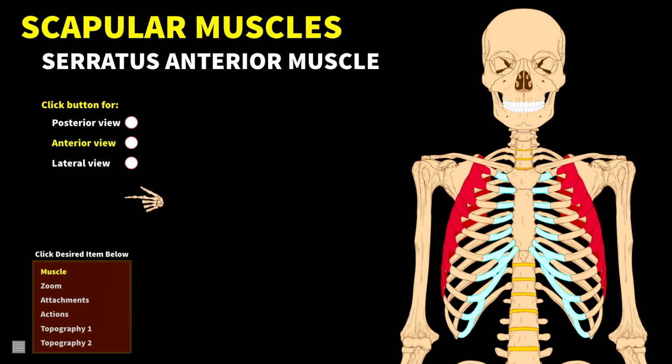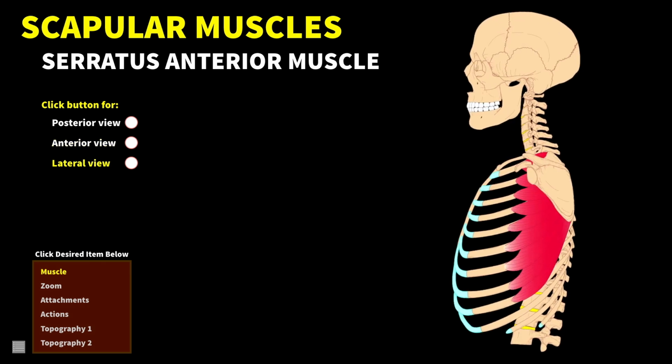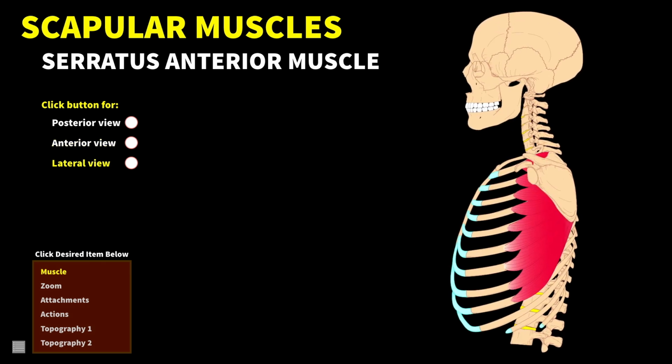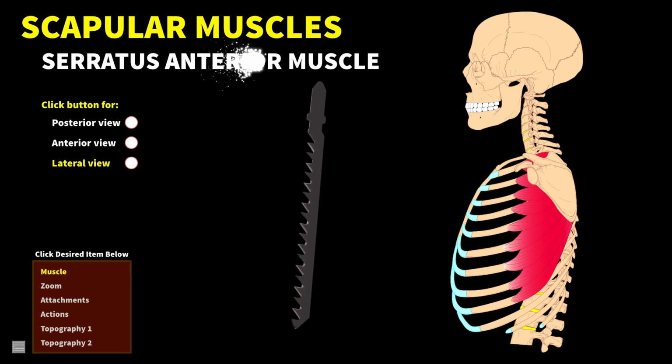Let's rotate it to the lateral perspective to clearly see how it was named. Serratus means saw-like. As you can clearly see, its saw-like anterior edge. Let's zoom in and study the muscle in more detail.